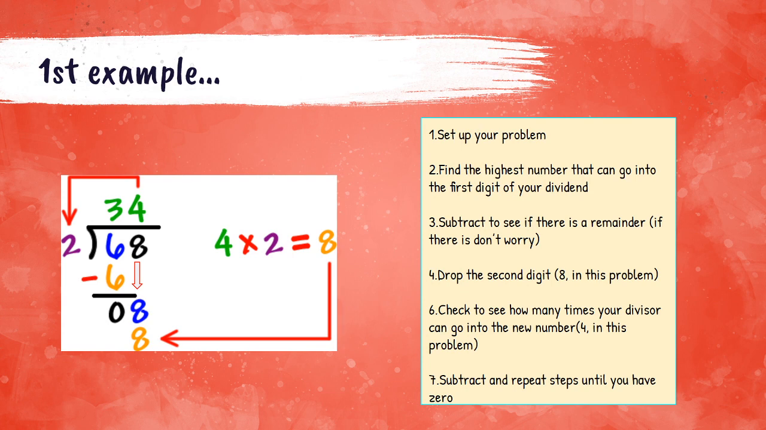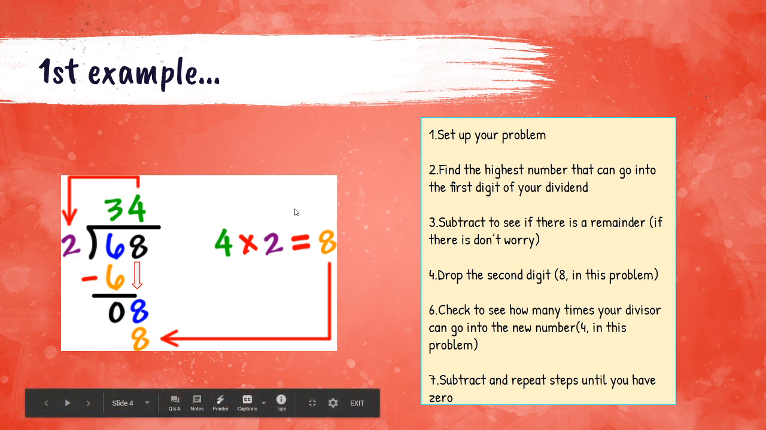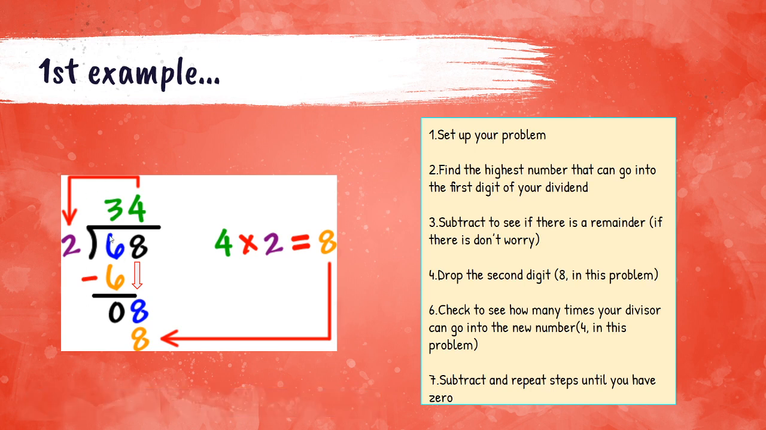So our first example. Long division has certain steps. In this example, you first need to set up your problem, which I did. So remember 68 right here, and then 2, with this little symbol, that means it's division, right? So always set up your problem. Then you have to find the highest number that can go into the first digit of your dividend. The highest number that can go into 6 right now is 3, because 2 times 3 is 6. If you do 2 times 4, that's 8, which is higher than 6. So you need something lower than or equal to.